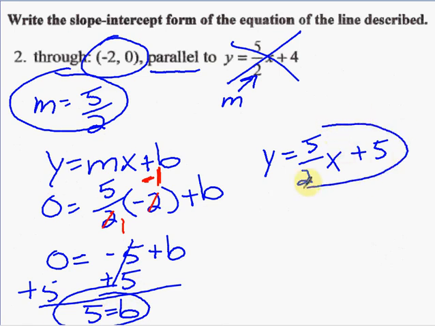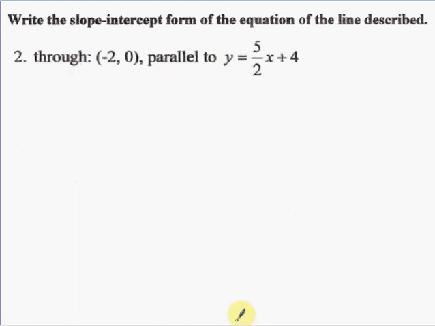Alright? So our equation that we got for our answer, this is our answer, has the same slope as that other line. It has a different y-intercept though. And the reason it has the same slope is because they are parallel lines. Alright, let's do 2 other examples here. Clear that.